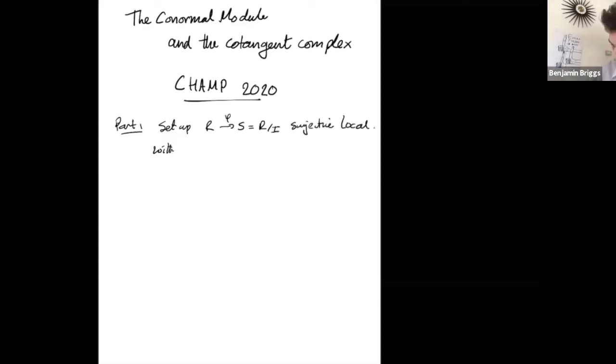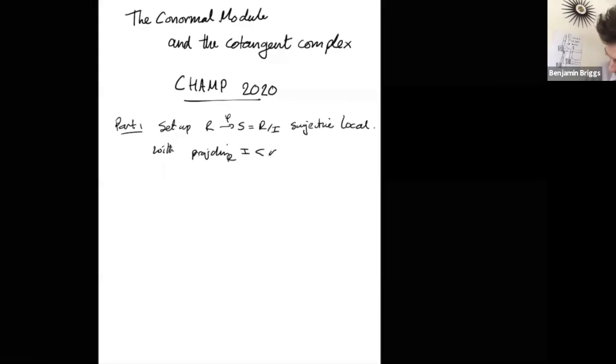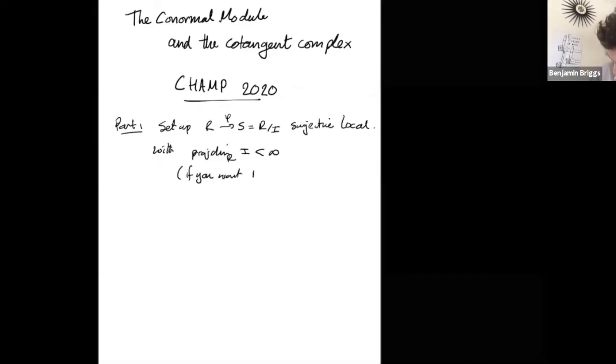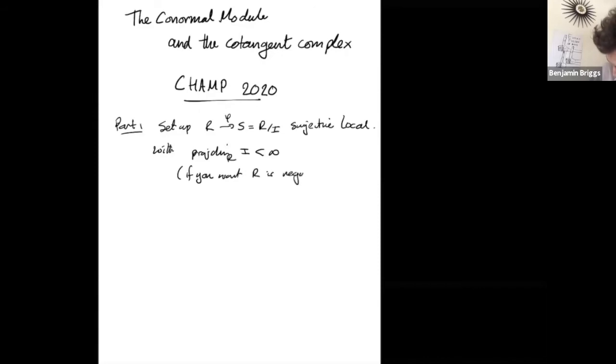And I want to assume that the projective dimension of this ideal I is always finite, which is just some kind of background assumption. If you want, you can assume R is regular, because then all of its ideals will have finite projective dimension, and that case is totally good to think about.